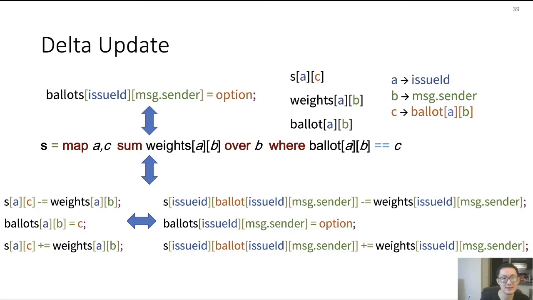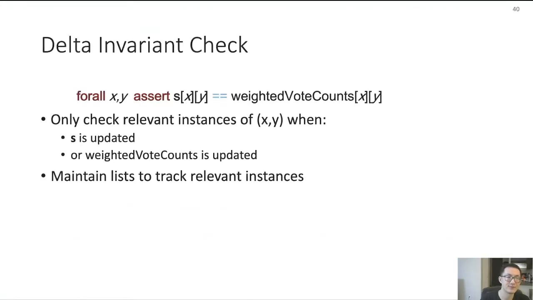Then, Solythesis instruments the smart contract based on the semantics of the sum expression. It first subtracts the weight of the transaction initiator from the transaction initiator's previous vote. It then adds the weight to his or her current vote. For every state write operation, Solythesis also checks it against the assert constraints in the invariant. In order to do this efficiently, Solythesis only checks relevant instances of X and Y when S is updated or weighted vote count is updated.